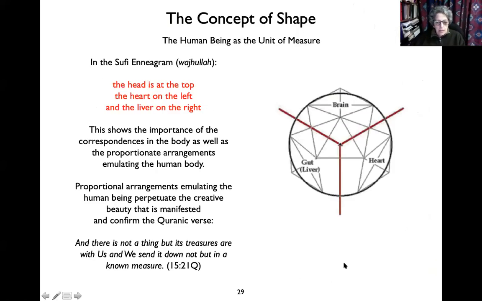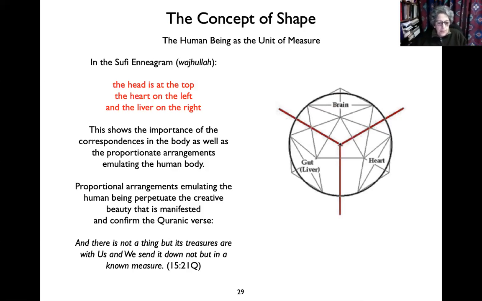So we're seeing the importance of the concept of line in another way. Now the human being as the measure, as the unit of measure, in the Sufi Enneagram or Bajullah: the head is at the top, the heart is on the right, well, it's actually the right on the drawing, and the liver is on the right, which is actually on the left. So why it's describing it this way is that this was within us, and our heart is on the left side and our liver is on the right side, if we take this image and put it inside ourselves.